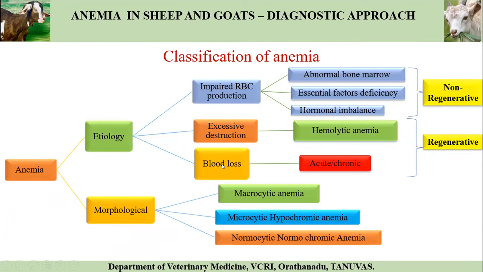Impaired RBC production might be due to abnormal bone marrow function, deficiency of essential factors in the hematopoietic system, or hormonal imbalances like hypothyroidism. The second cause, excessive destruction, occurs from hemolytic causes. Blood loss anemia might occur due to acute blood loss like accidental injury, or chronic blood loss due to chronic infestation of ectoendoparasites. Morphologically, we can classify anemia as normocytic normochromic anemia, microcytic hypochromic anemia, and macrocytic anemia.